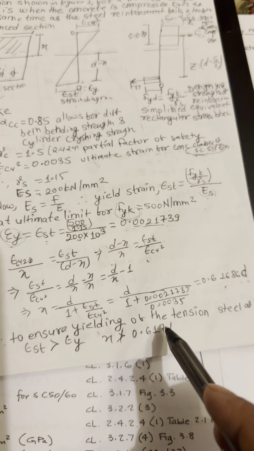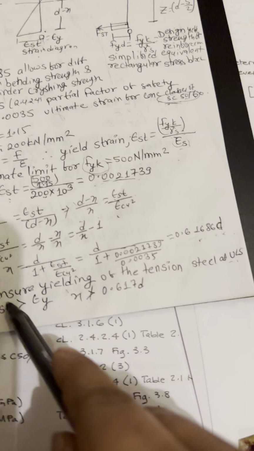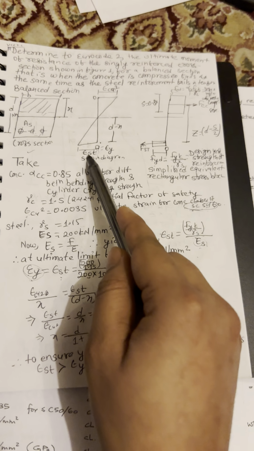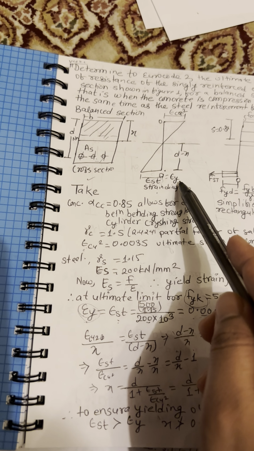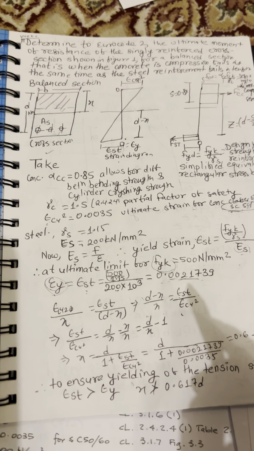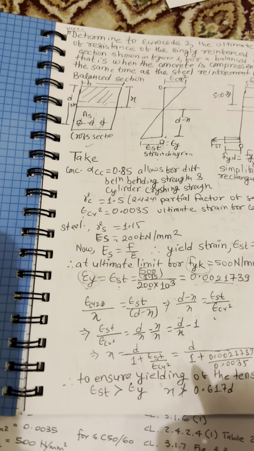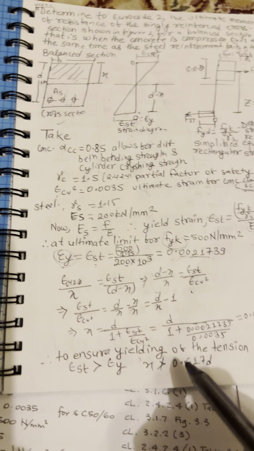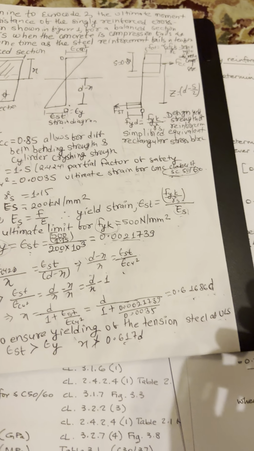To ensure the yielding of the tensile steel at the ultimate limit state, the strain of the tensile steel epsilon st should be greater than the yield strain. So it should be greater than the yield strain for failure in the tensile steel, and the x value should not be greater than 0.617 d, which we get from this calculation.